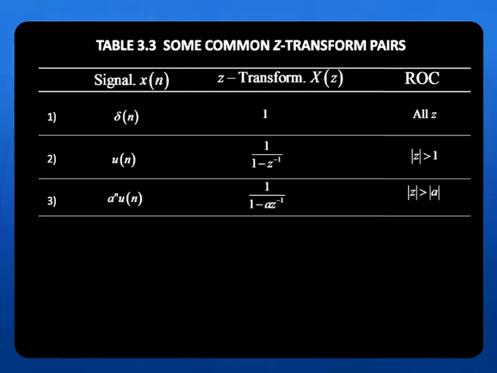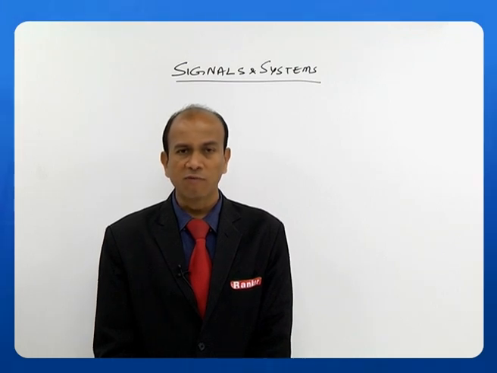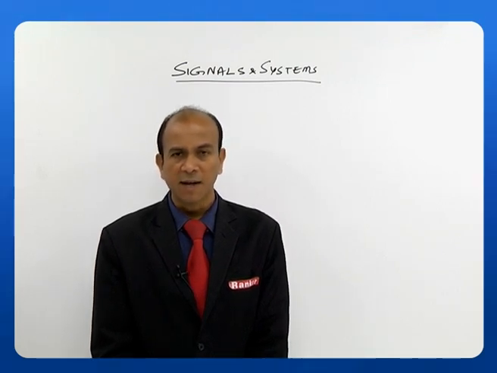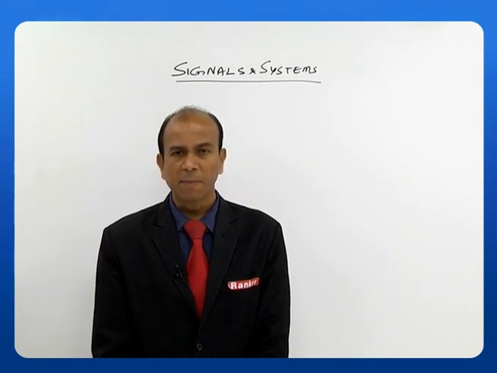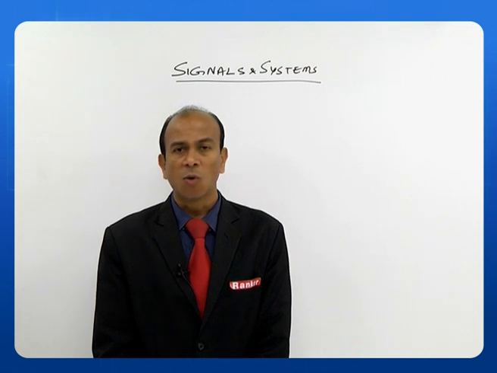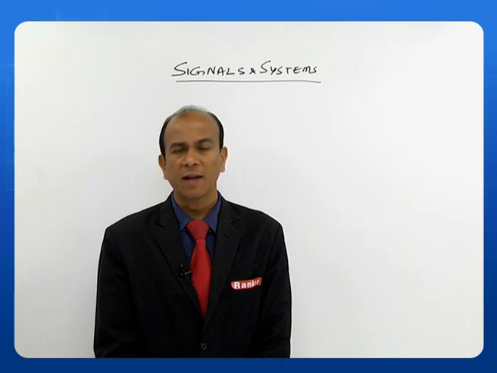Third, a to the power of n u of n. This we have been invariably using throughout our discussions earlier. It has a Z transform equal to 1 by 1 minus a Z to the power of minus 1, where the ROC is Z greater than a. Okay. Similarly, when I multiply a to the power of n u of n in the earlier formula with a factor n, then the Z transform will be a Z to the power of minus 1 by 1 minus a Z to the power of minus 1 whole to the power of 2, and the ROC has no change, Z is greater than a.